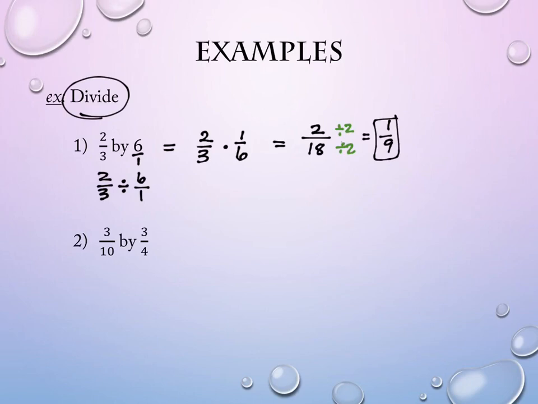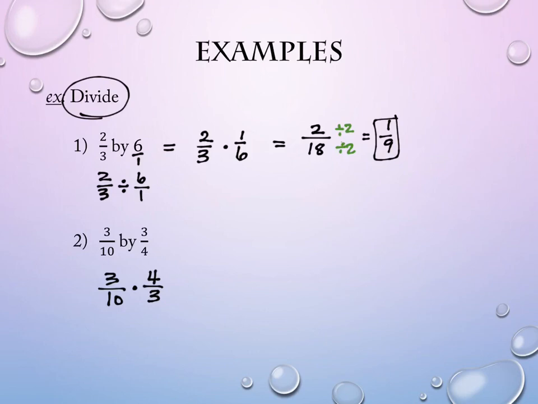So what will this change into for number 2? What equivalent multiplication statement? 3 over 10 times 4 over 3. Is everybody good with that?